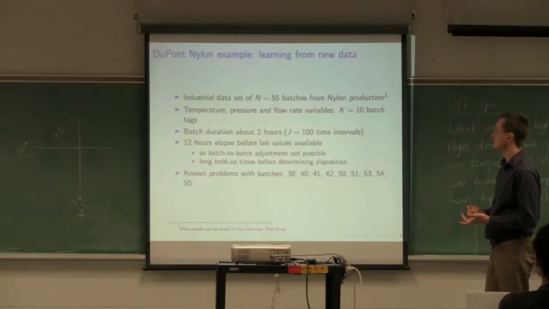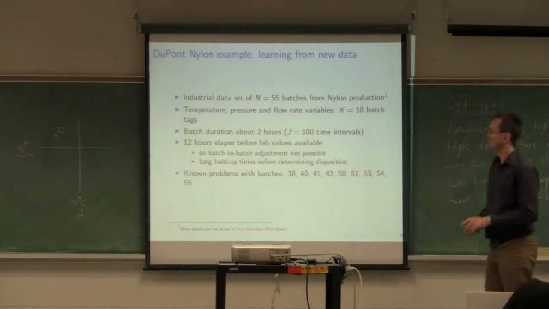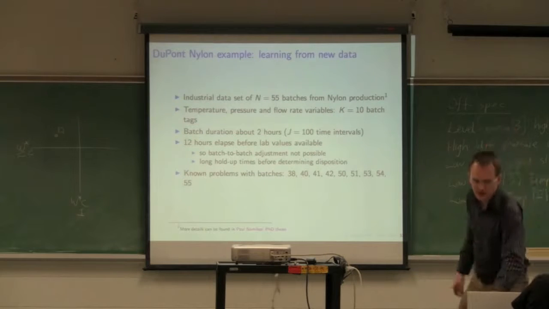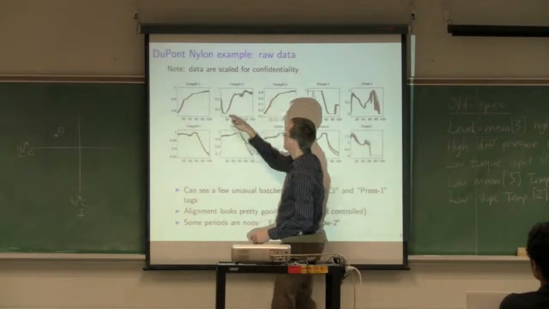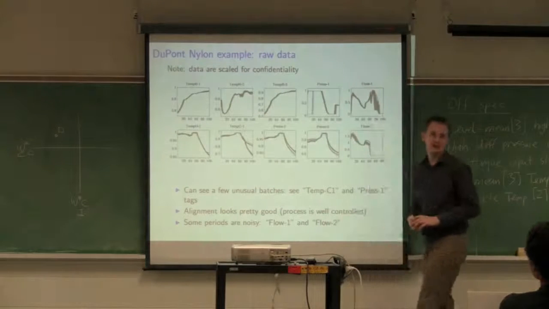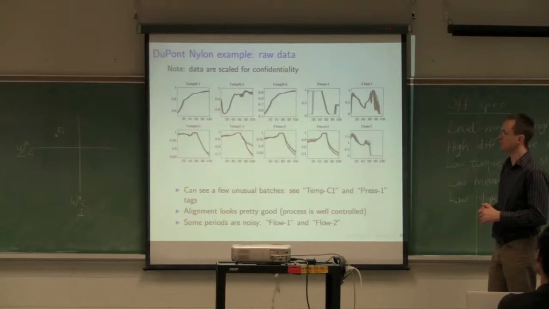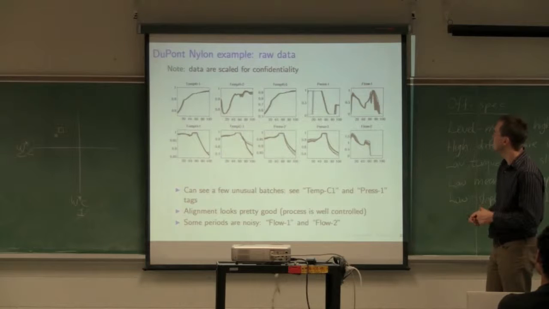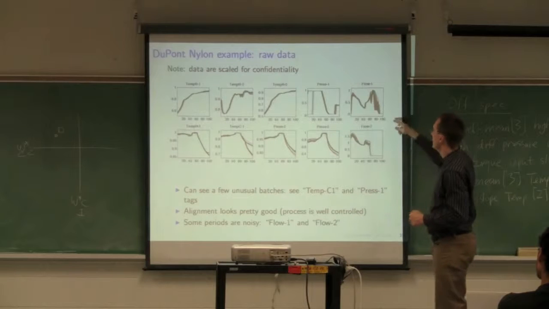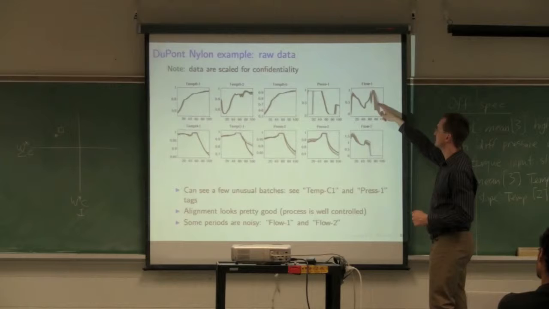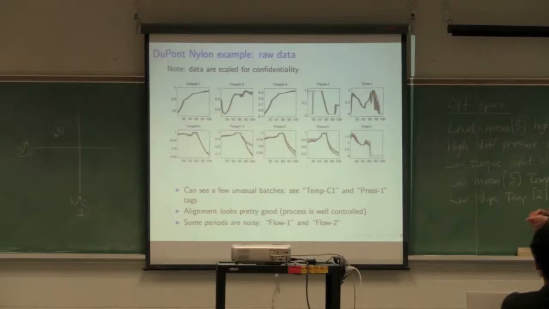And we have available to us several tags. We've got 10 batch variables. We've got temperatures, pressures, and flow rates. Okay, so here I've illustrated what they look like. We've got temperature in the reactor one, temperature in the reactor two, and a third temperature in the reactor. Now, unfortunately, these data have been scaled for confidentiality, so the units on the y-axis don't match up with what you would expect temperatures to be. We have a pressure in the reactor, a flow rate one, and a flow rate two of reagents to the reactor. So as the batch progresses, we do add some reagents to the process as it's going.